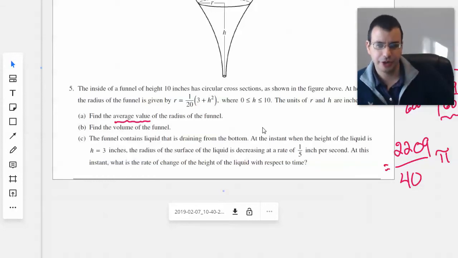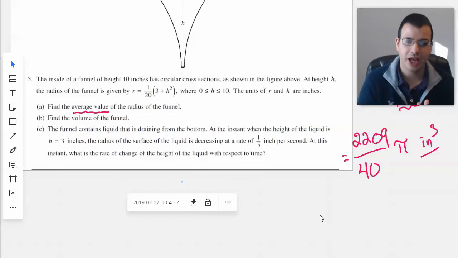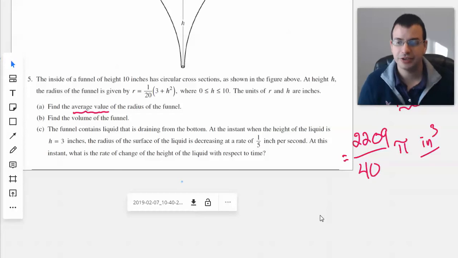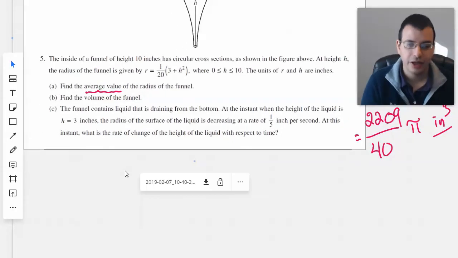A funnel contains a liquid that is draining from the bottom. At the instant when the height of the liquid is h equals 3 inches, the radius of the surface of the liquid is decreasing at a rate of 1/5 inches per second. At this instant, what is the rate of change of the height of the liquid with respect to time?